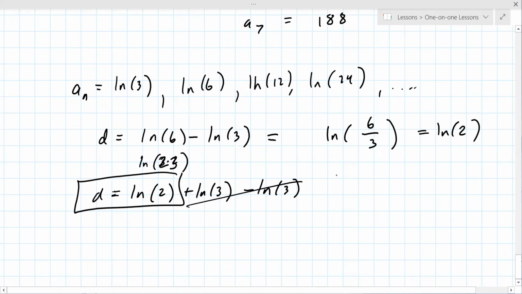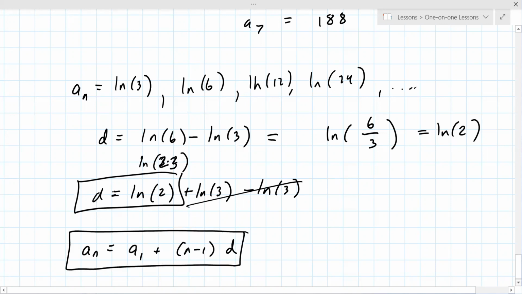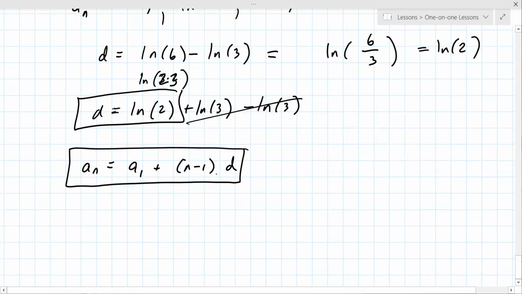Great. Provide a recursive rule. So, it's arithmetic. If it has a common difference, it's arithmetic. A_N equals A_1 plus N minus 1 times D. This is the known formula. It's actually just point slope form, kind of in a different form, but you've got to remember that. So A_N equals natural log of 3, that's your first term, plus N minus 1 times natural log of 2. So this is correct, but your instructor might want you to simplify this. I'm not sure.